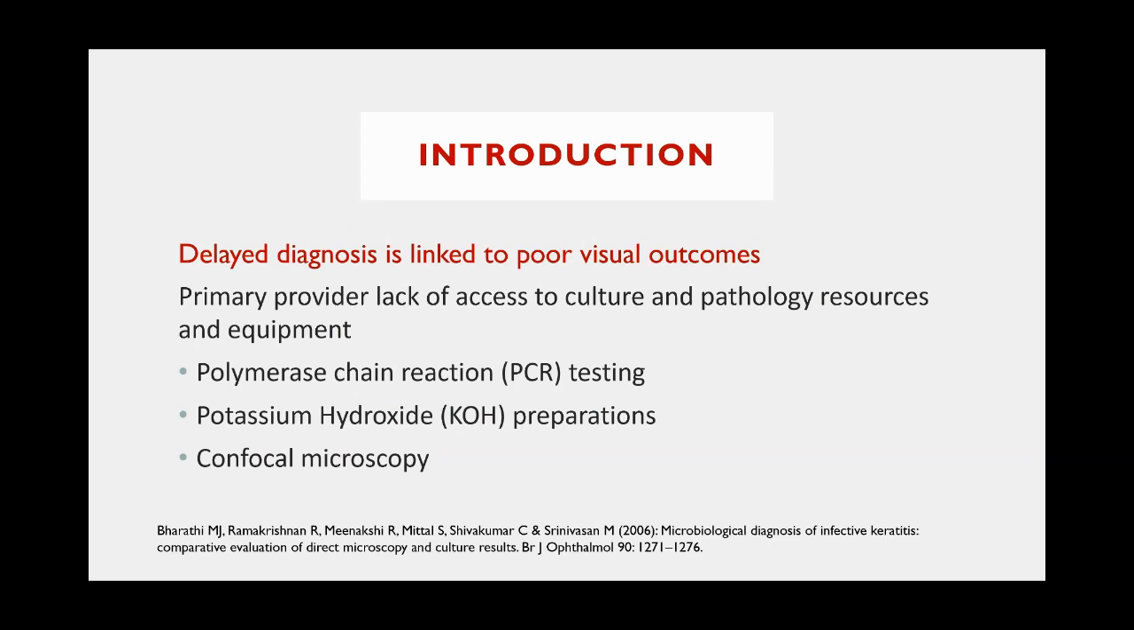In addition to varying clinical signs at presentation, the actual confirmation of diagnosis is often delayed and thus linked to poor visual outcomes. Primary providers lack access to the necessary tools for culture and pathology confirmation that are readily available at a tertiary care center like Wilmer Eye Institute. For example, polymerase chain reaction testing for Acanthamoeba DNA has been shown to increase rates of diagnosis to 90%, but PCR is not commonly used outside of academic institutions.